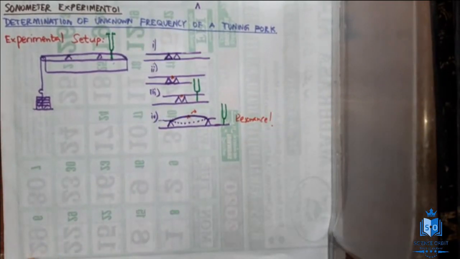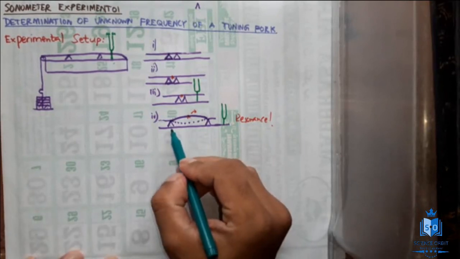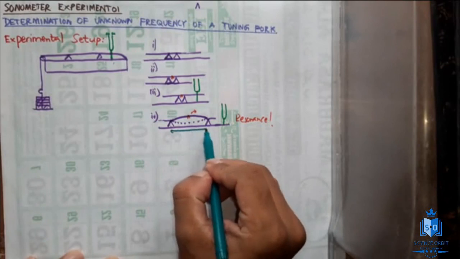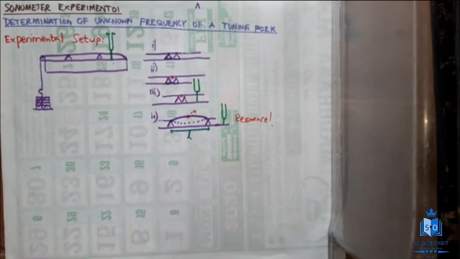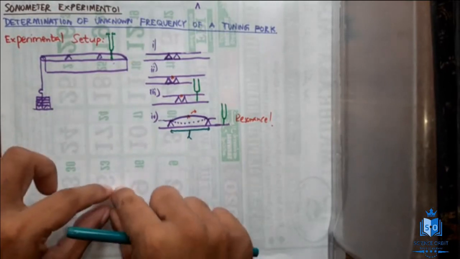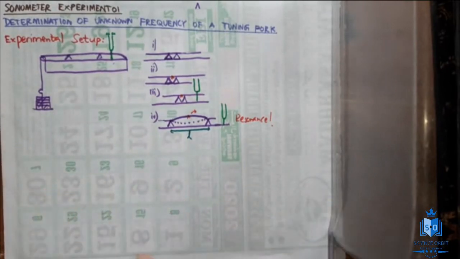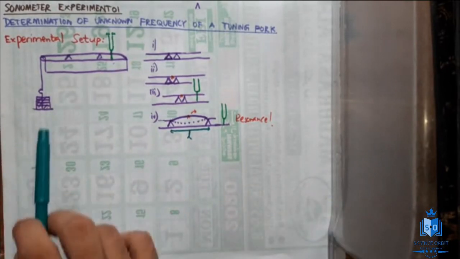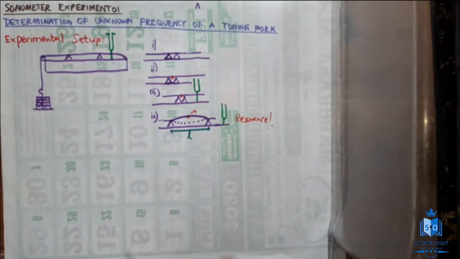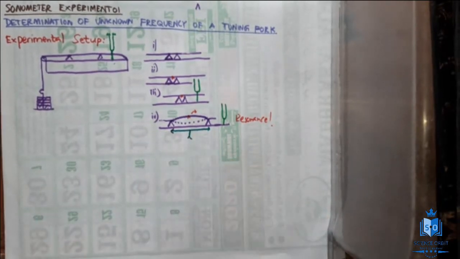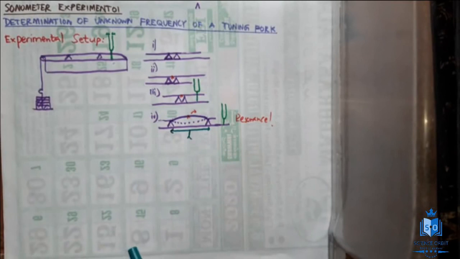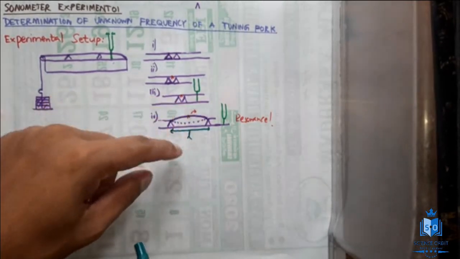When the paper rider flies off, at that time you will be measuring the length between the bridges. To do that you will need a meter ruler. Sometimes in certain sonometer boxes, a meter ruler or a measuring scale strip is pasted. If not, you will need a meter ruler to measure the length between the bridges. So, why does the paper rider fly off?